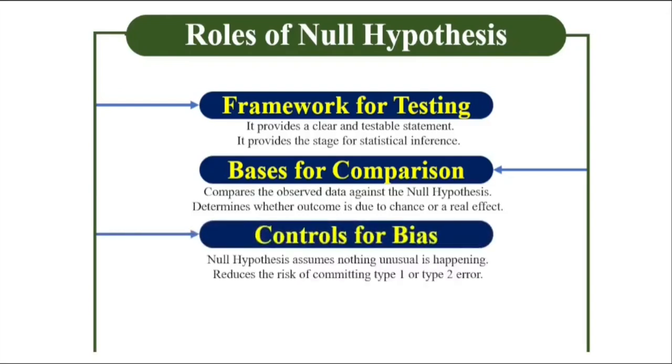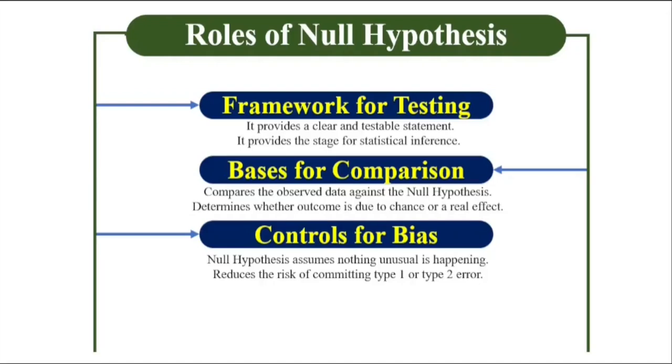3. It controls for bias. The null hypothesis provides the assumption that nothing unusual is happening by assuming that the null hypothesis is true. For example, if you are testing whether a new drug improves blood pressure, the null hypothesis will be that there is no difference in blood pressure between those taking the drug and those not taking it. By providing this statement as the starting point of the analysis, we reduce the risk of jumping to incorrect conclusions and avoid the temptation of committing type 1 or type 2 error.